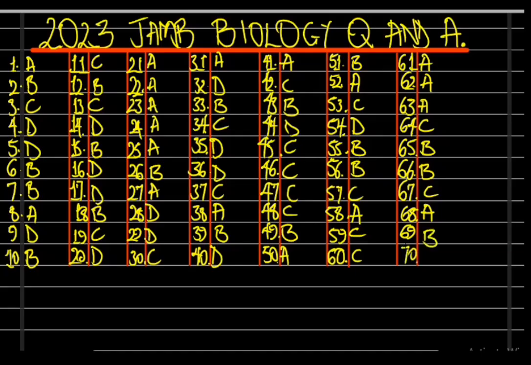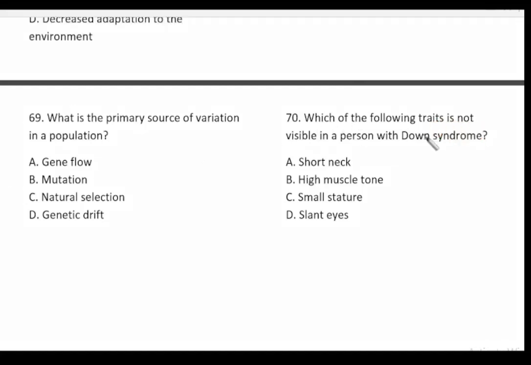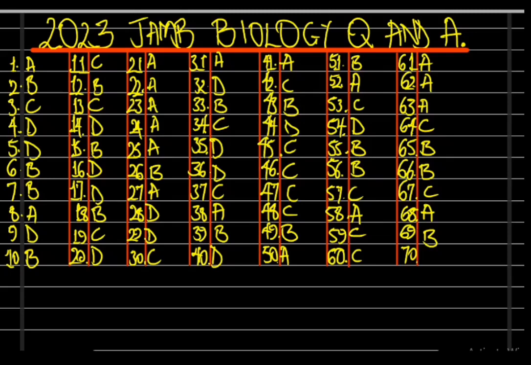And then question 70. Which of the following traits is not visible in a person with Down syndrome? A, short neck. B, high muscle tone. C, small stature. And D, slant eye. The answer there is high muscle tone. People who have Down syndrome do not necessarily have the high muscle tone. They have low muscle tone. We can see short neck, small stature, and slant eyes in people who have Down syndrome, but not high muscle tone. What they have is low muscle tone. So that is the answer to our question, option B.